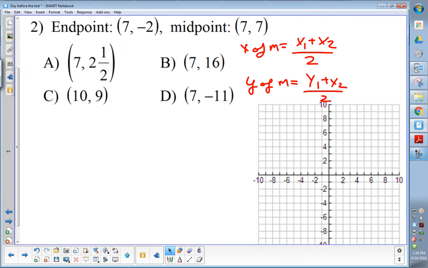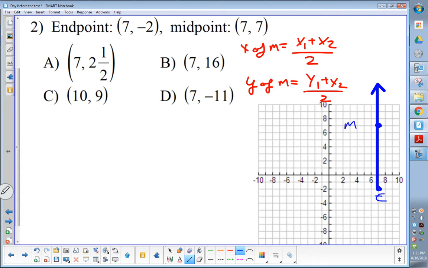Those are the endpoints. That's a midpoint. I'm going to show you with a graph first to show you how easy this one is with a graph. 7, negative 2. That's an endpoint. Okay, that's on the end. There's a midpoint at 7, 7. That's the middle point. If that's the end point and that's the midpoint, where's the other end point going to be? Up, down, left, or right? Up, because I'm going to go from the end point through the midpoint and up.